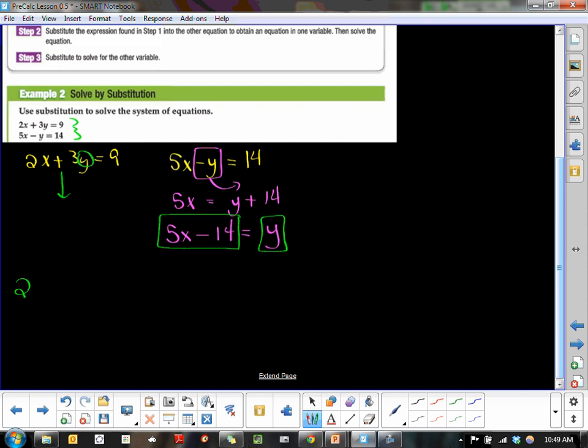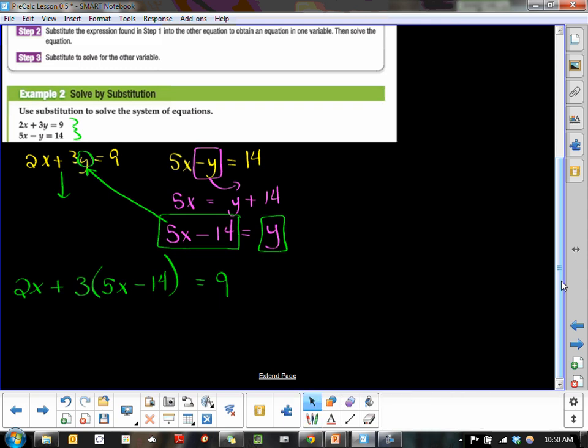So I'm going to leave the 2x the way it is. What I'm going to do is make the replacement with a substitution for y. And y is numerically the same value as 5x minus 14, and that's got to equal 9. So we're taking our value for y, plugging it in for y in our other equation, and then we get it down to just one equation in one variable.